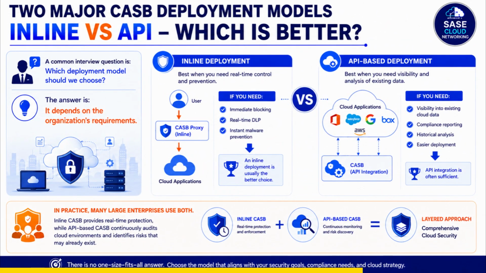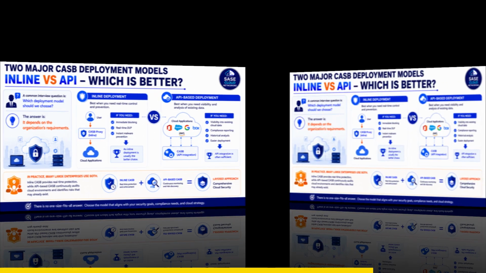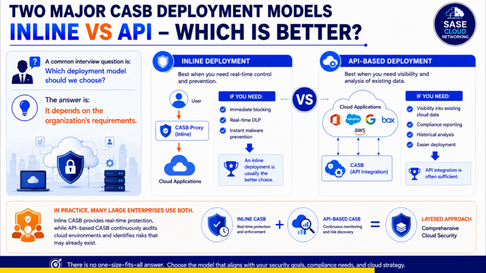Inline versus API, which is better? A common interview question is, which deployment model should we choose? The answer is, it depends on the organization's requirements. If you need immediate blocking, real-time DLP, instant malware prevention, an inline deployment is usually the better choice. If you need visibility into existing cloud data, compliance reporting, historical analysis, easier deployment, API integration is often sufficient.